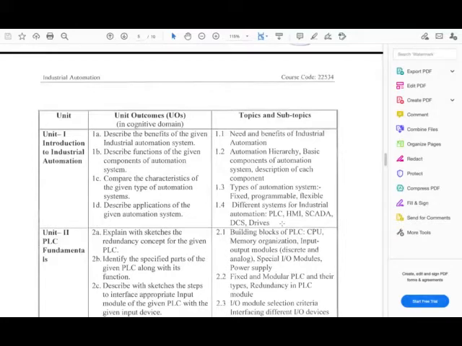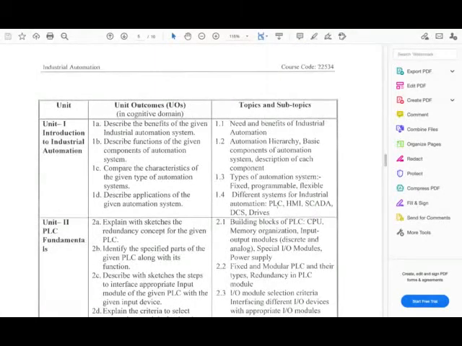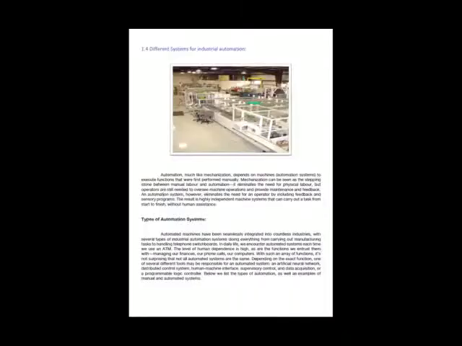And what are those systems? Those systems are PLC, HMI, SCADA, DCS, drivers. So this unit number 1 is just an introductory part. In later units we are going to study PLC in detail, SCADA in detail, what is HMI, what is DCS. But for now, we are just going to see the introductory part related to PLC, HMI, SCADA, DCS, drivers.